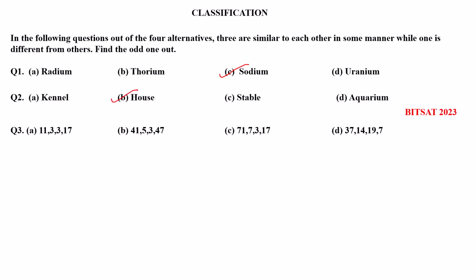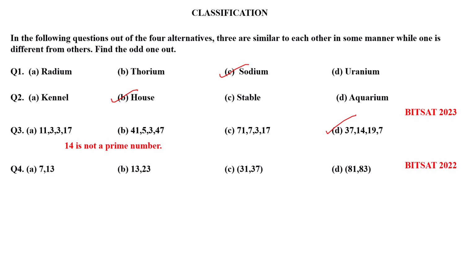Next, the third one is 11, 3, 3, 17. If you see all the options, in the first option all the numbers are prime numbers. Second also all prime numbers. Third also all prime numbers. But in the fourth, 14 is not a prime number. It's a composite number. So this is the odd one out. And this question already came in BITSAT 2023. So 14 is not a prime number.